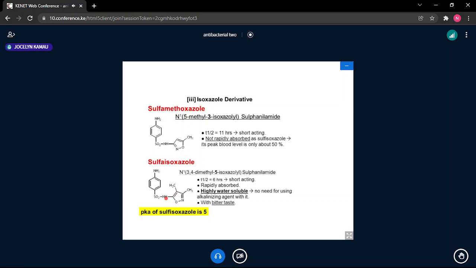Oxygen being closer to the nitrogen, which is attached to the hydrogen, this oxygen exerts more pull of the electrons, and therefore gives this compound a much lower pKa, or much higher water solubility, than sulfamethoxazole. And that's why it is not rapidly absorbed, because sulfamethoxazole will also have a slightly higher water solubility.